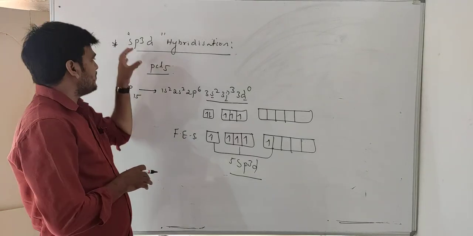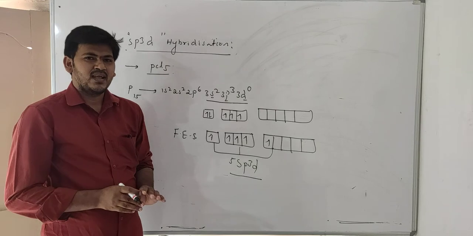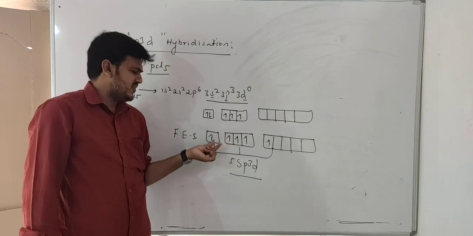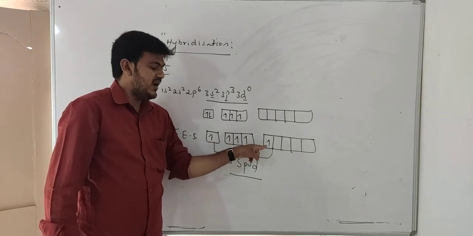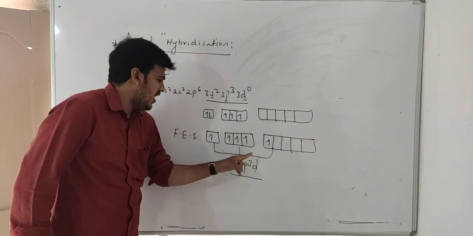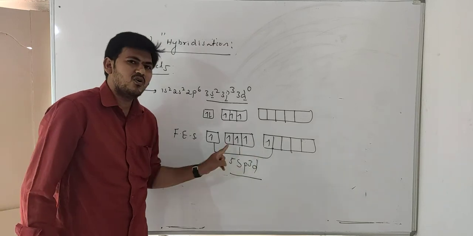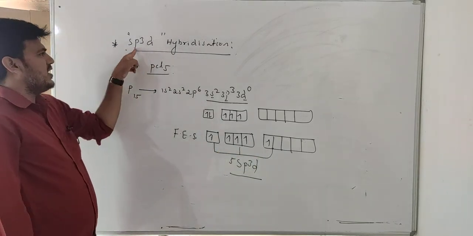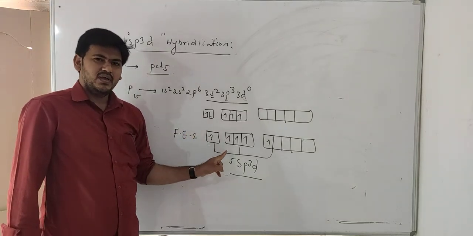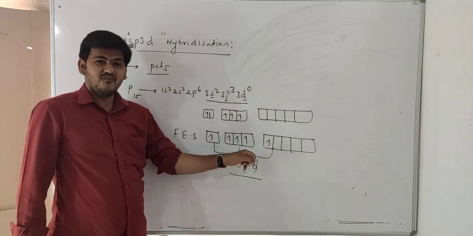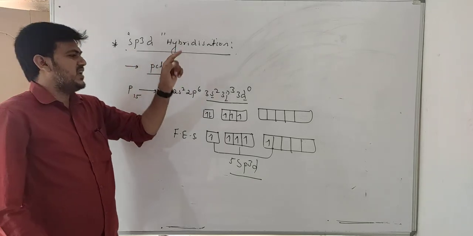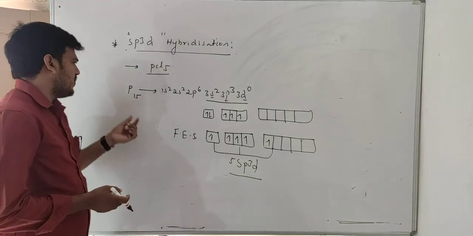So what is meant by SP3D hybridization? Very simple. The intermixing of 1 s orbital, 3 p orbitals, and 1 d orbital of the outermost shell of an atom is called SP3D hybridization. Okay, so that is the phosphorus atom.